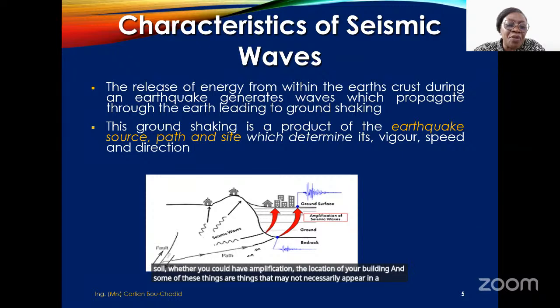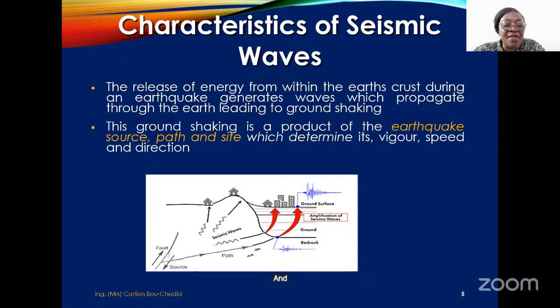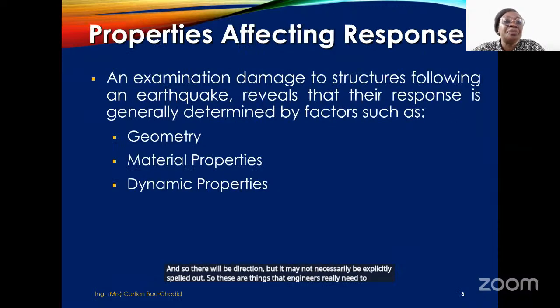For example, putting a building on a steep slope. And so there will be direction, but it may not necessarily be explicitly spelled out. So these are things that engineers really need to pay attention to.